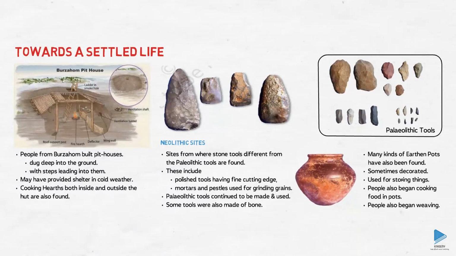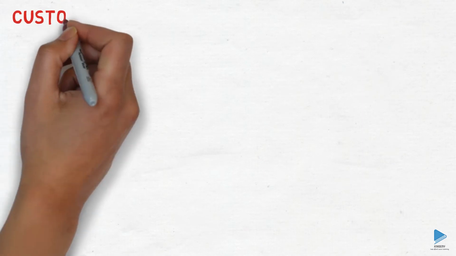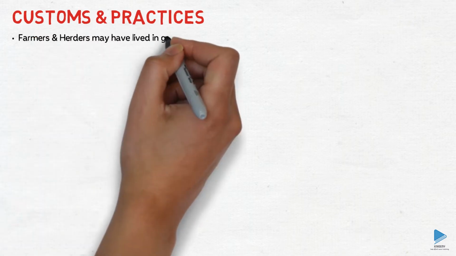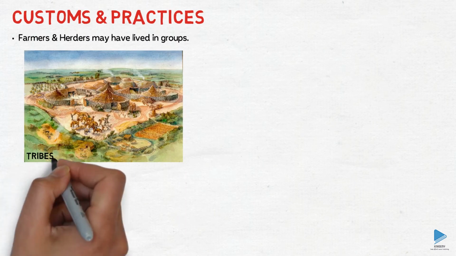We have to understand that things did not change everywhere at once, but gradually over the period of 1,000 years and at different parts in different times. Archaeology does not tell us directly about customs and practices of the time, but by studying the life of present-day herders and farmers who practice simple agriculture, we can say people lived in groups called tribes. So what are the tribes?